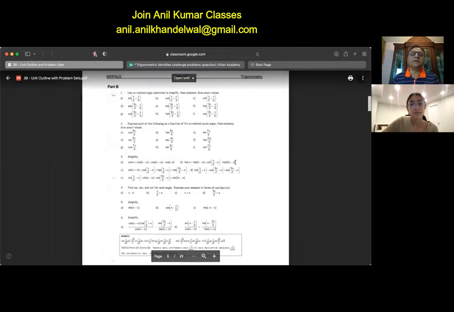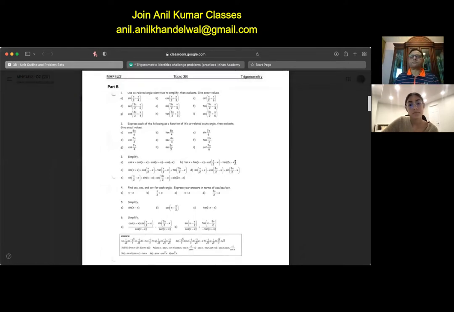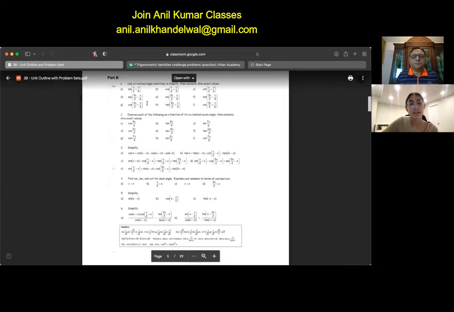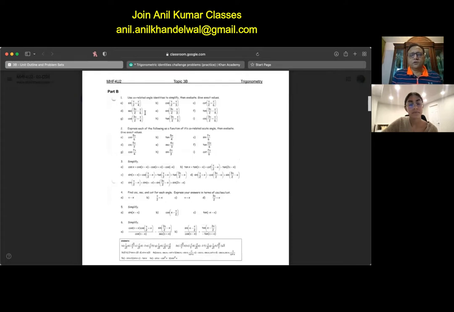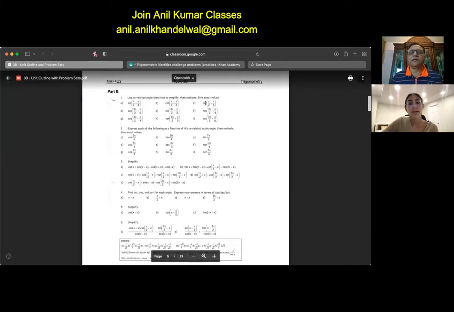Correlated angle identities. I think we just did some of these though. Yeah. So you can ask whichever question you want to, and we'll do whatever question you ask. We can do 1C because it has a reciprocal, the cot. Can you read the question? Use correlated angle identities to simplify, then evaluate, give exact values.